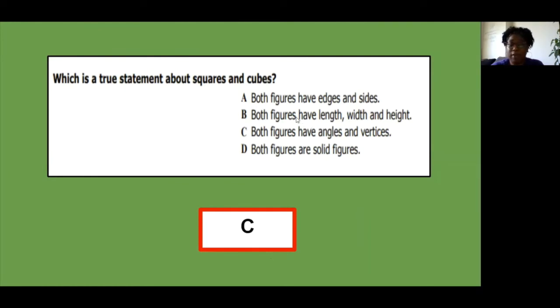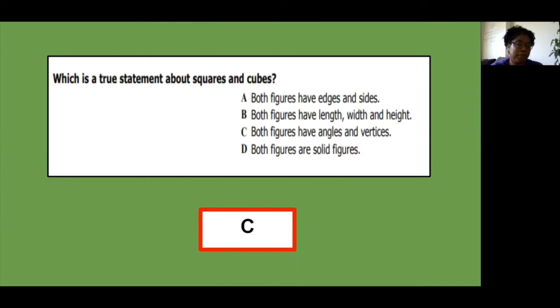So we know that it can't be B. Okay, if we had to slash the trash, we can get rid of B because B is just for solids, which have length, width, and height. So therefore, the best answer is both figures have angles and vertices. We can also get rid of D because it's a dead giveaway. It says both figures are solid figures. Well, they're not, because we have squares and cubes.